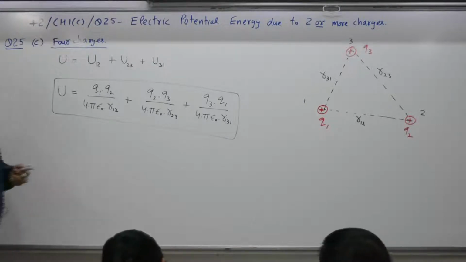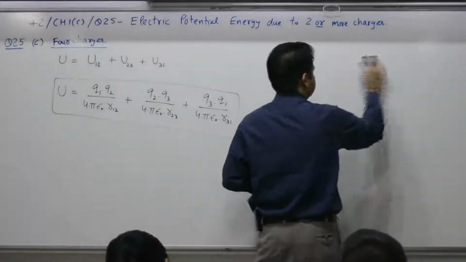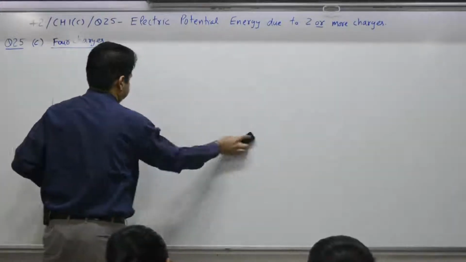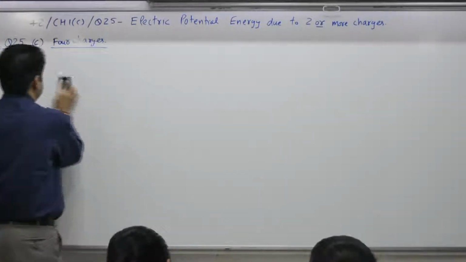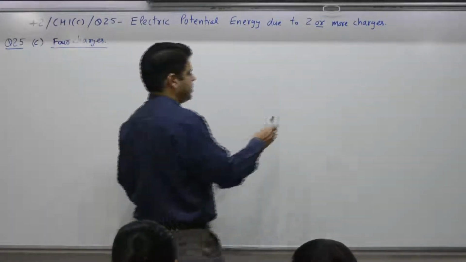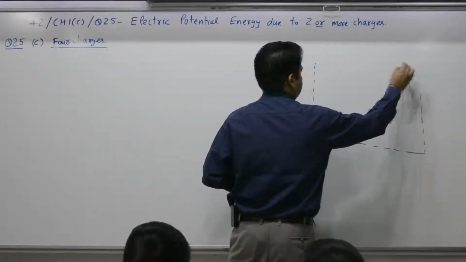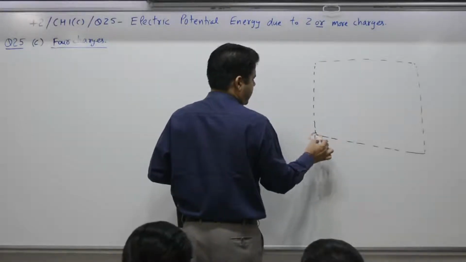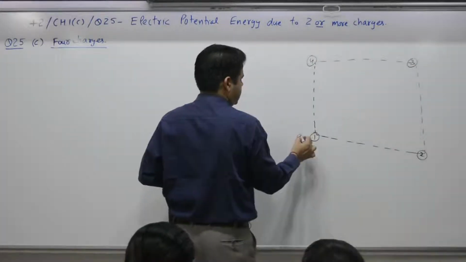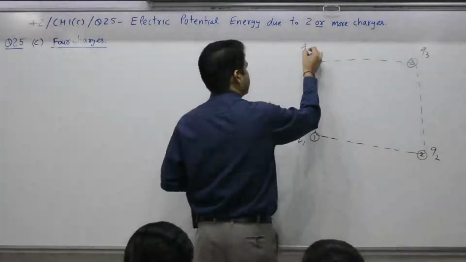Four charges. How many possible pairs? 1, 2, 3, 4. Charge at 1 is Q1, 2 is Q2, Q3, Q4.